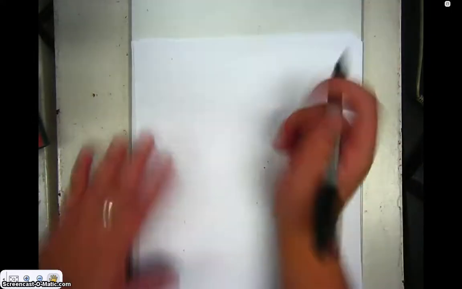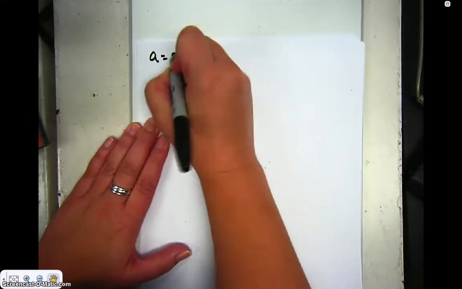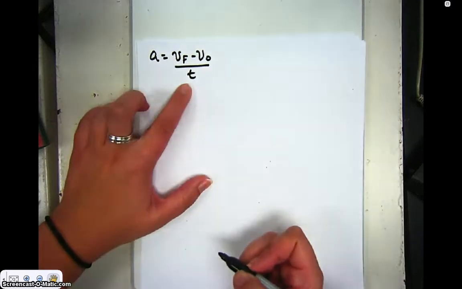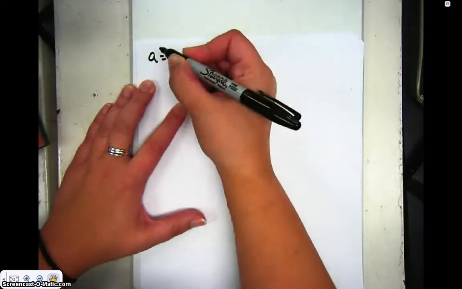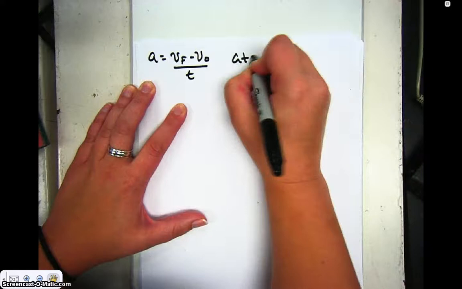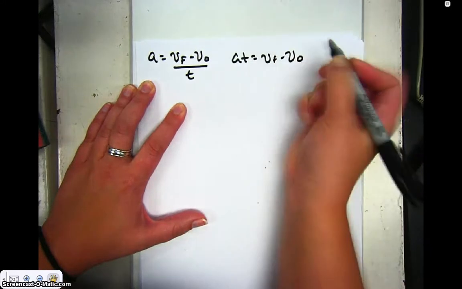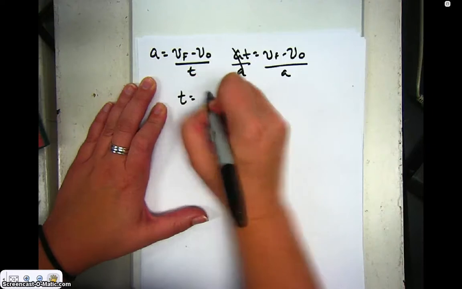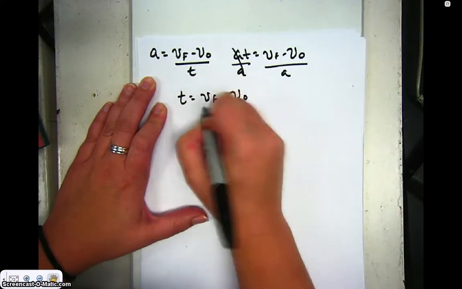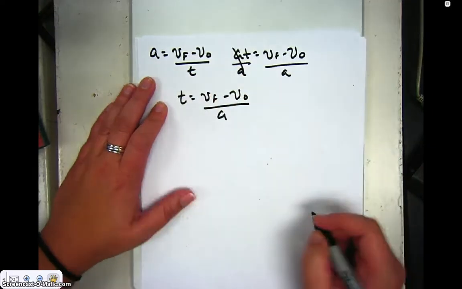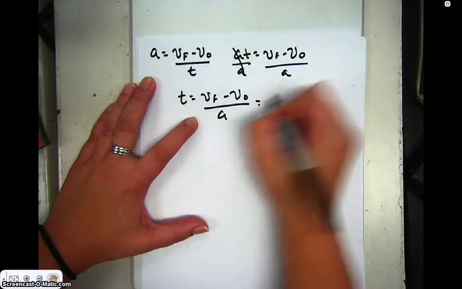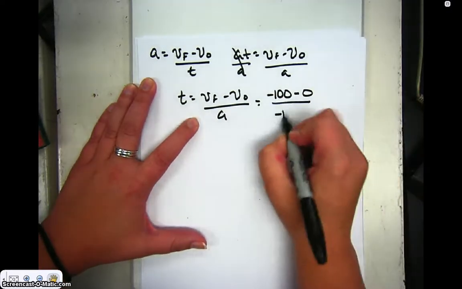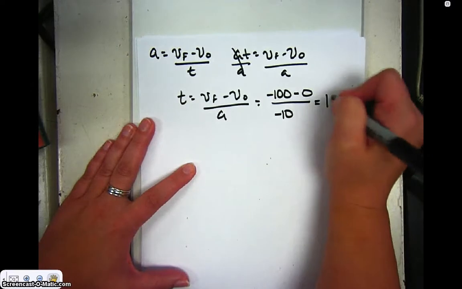So I have acceleration equals V final minus V initial all over T. I want to solve for T, so I'll multiply by T on both sides. AT equals V final minus V initial, and then divide by A. This cancels. So we get T equals V final minus V initial all over A. Okay, and then I'm just going to plug in my numbers. I know negative 100 minus 0 all over my negative 10 is going to give me a time of 10 seconds.